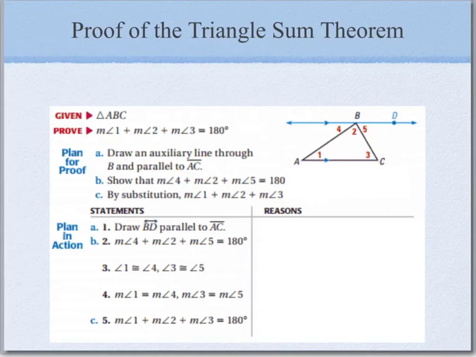We have 1 being congruent to 4, so we're going to take out 4 and put in 1. And we have 3 congruent to 5, so we're going to take out 5 and put in 3. And that's going to give us the theorem that we wanted, that the measure of angle 1 plus the measure of angle 2 plus the measure of angle 3, which are the interior angles of that triangle, have to add up to be 180. Okay, so jot down the proof.